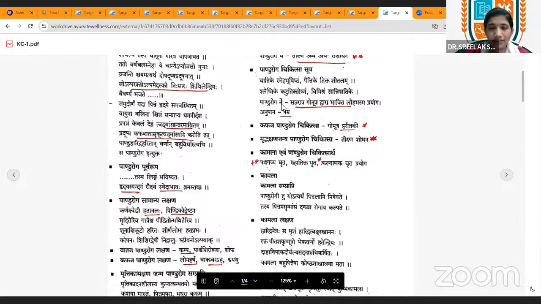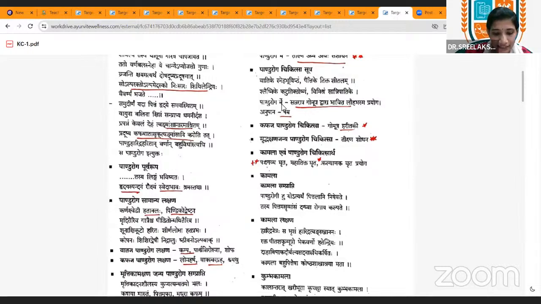And next point, that is Gomutra Haritaki is indicated in Kaphaja Pandu Roga. Okay, Kaphaja Pandu Roga, Gomutra Haritaki is indicated.